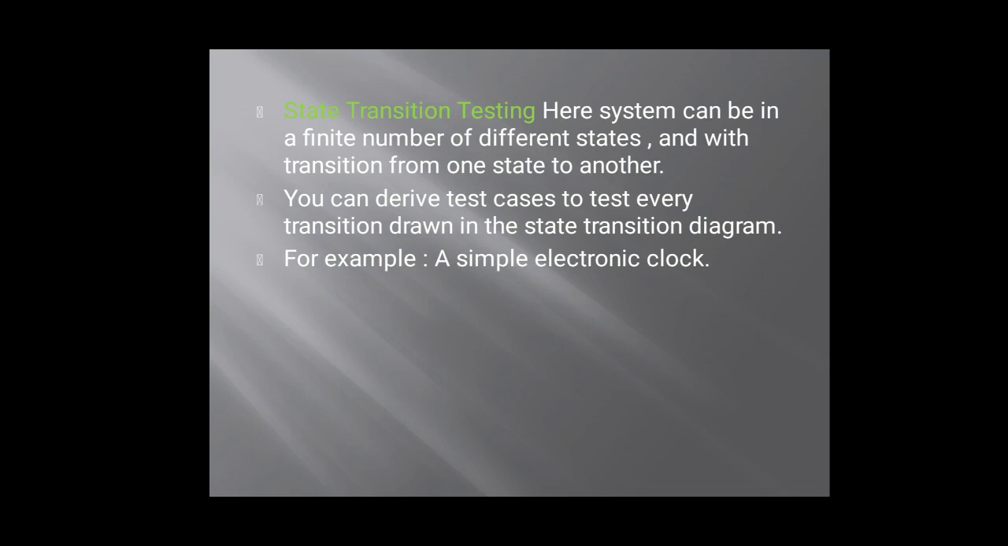For example, a simple electronic clock. We'll take an example of an electronic clock. Suppose an electronic clock has 4 states. That is, the first one will be display time, change time, display date, change date. That's it, 4 states are there.